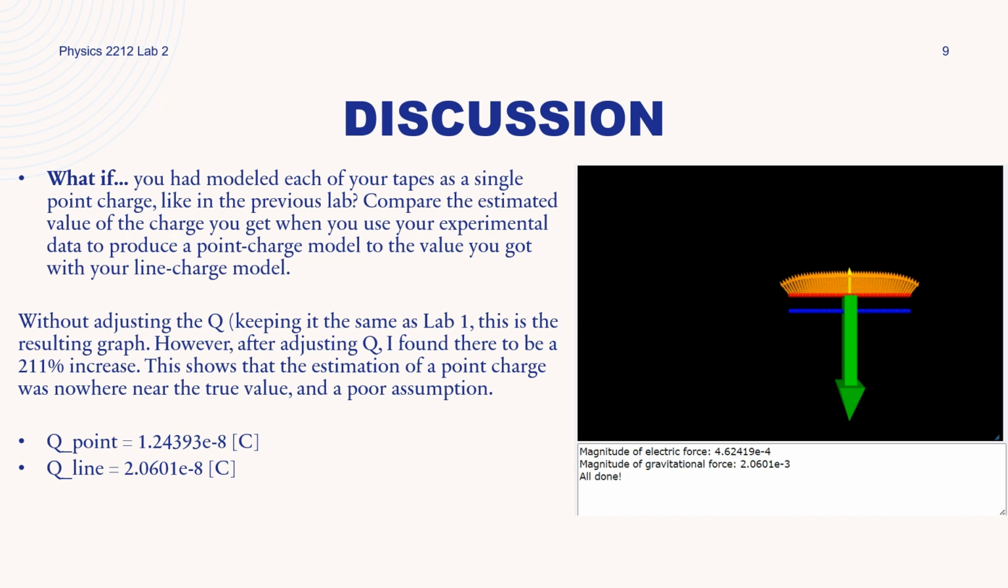And in Lab 1, I got that my charge was 1.24e-8 coulombs, and I got the charge of the line to be 2.0601e-8 coulombs. This is nearly a 211% increase, just showing how the assumption of a point charge is very bad, and nowhere near its true value.